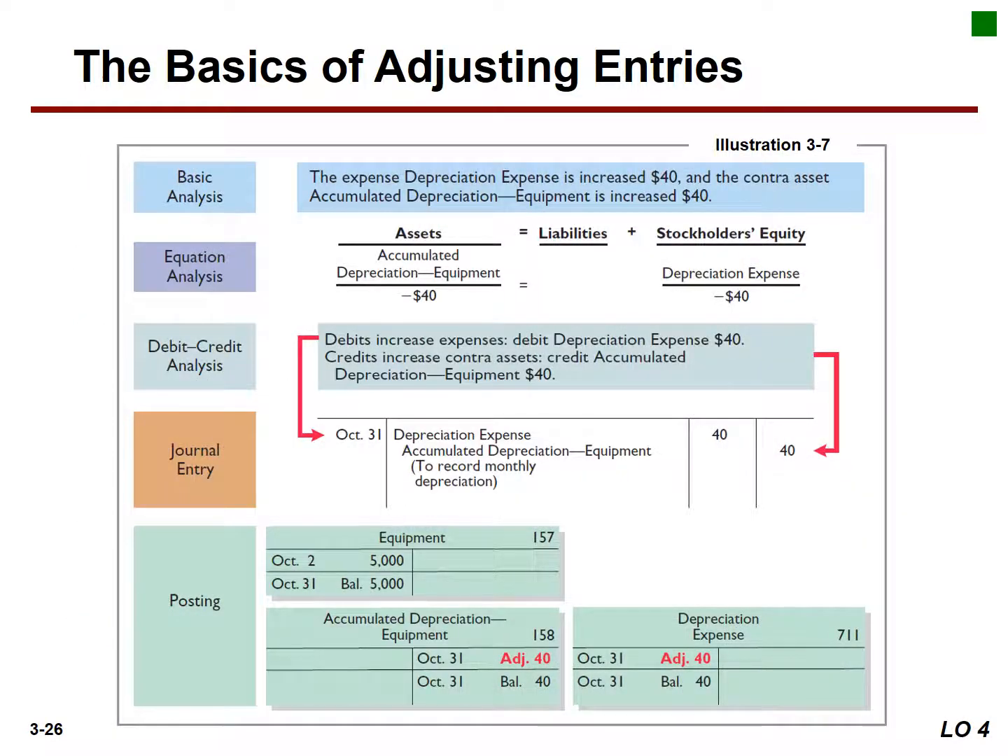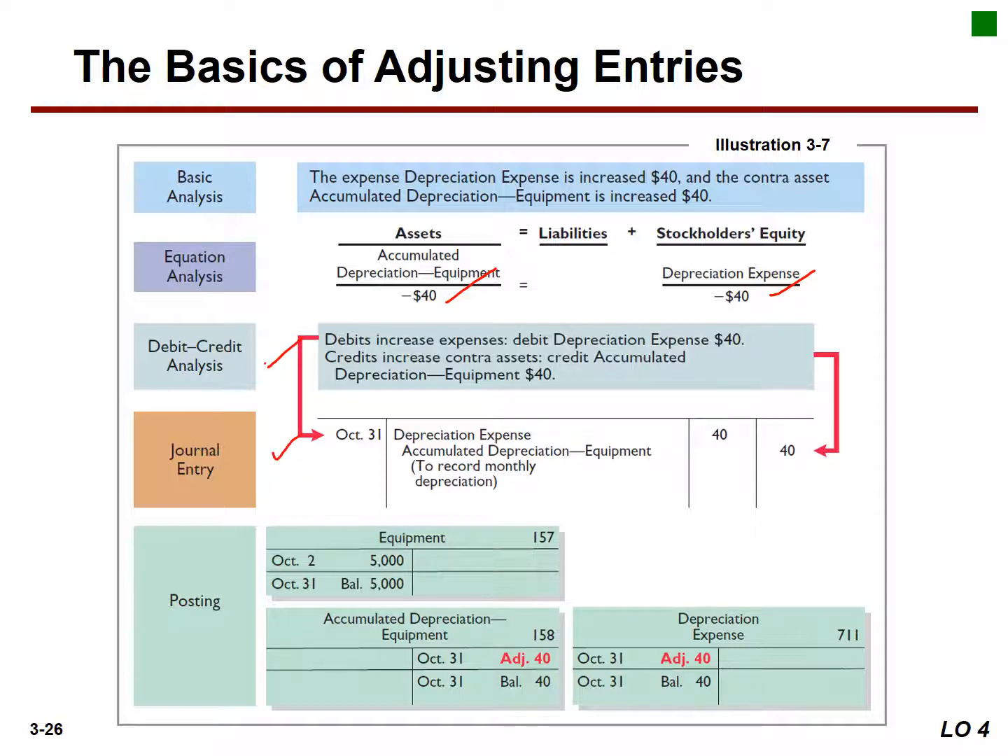Let's do the analysis. We're going to increase our depreciation expense, which causes a decrease in our stockholders' equity, and we're going to increase our accumulated depreciation, but it's contra to our asset account, so it's reducing our assets. So we have minus and minus here in our equation analysis. We increase our expense accounts with debits. We increase our contra asset account accumulated depreciation with credits.